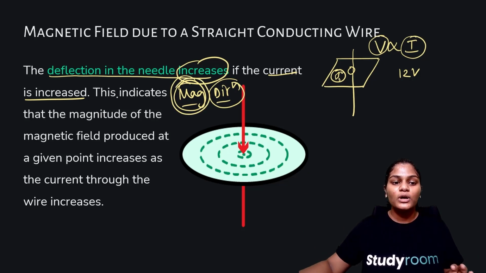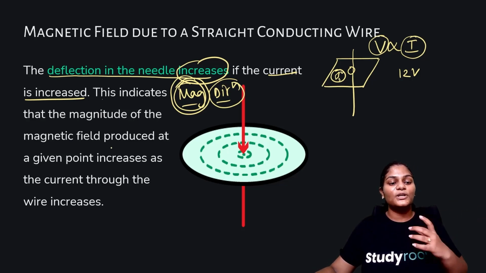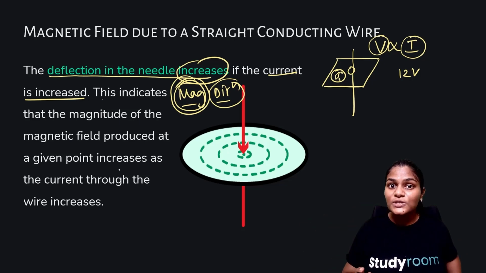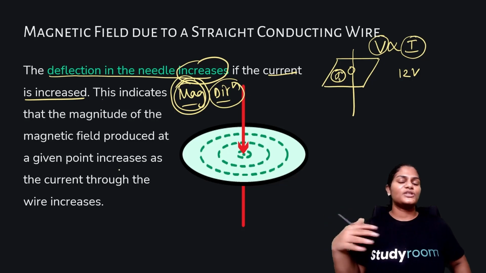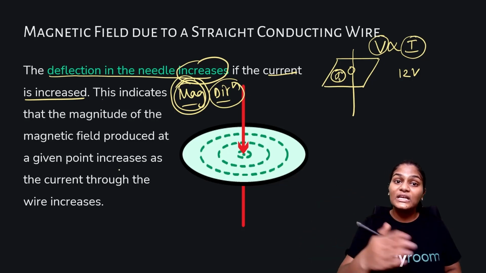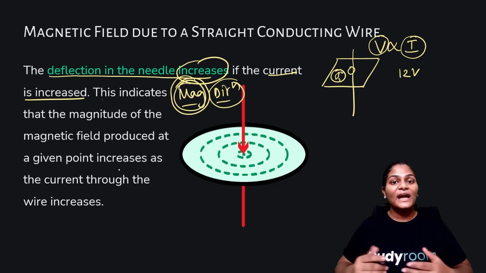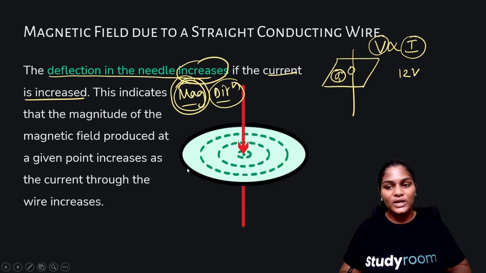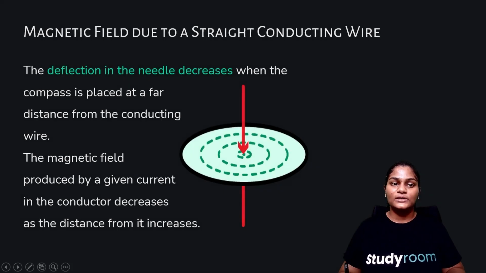Okay. So let's read again. This indicates that the magnitude of the magnetic field produced at a given point increases as the current through the wire increases. This was also experimentally observed. We saw that, okay, let's change the current. Let's increase the current. So we see that the needle gets deflected even more sharply, which means that with the increase in current, the magnetic field also increases. Okay, let's see the second thing that happens here.